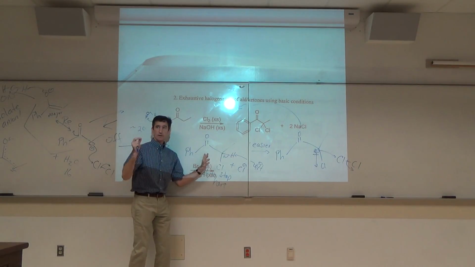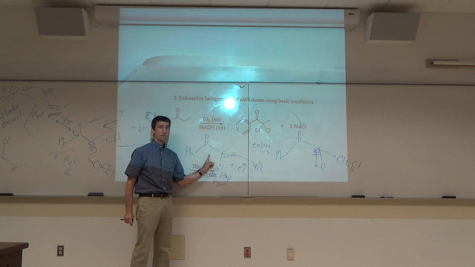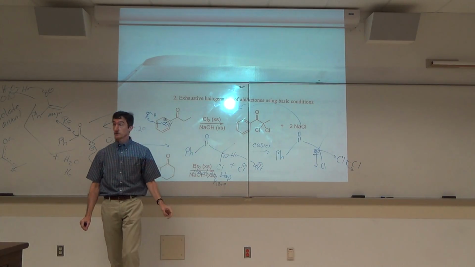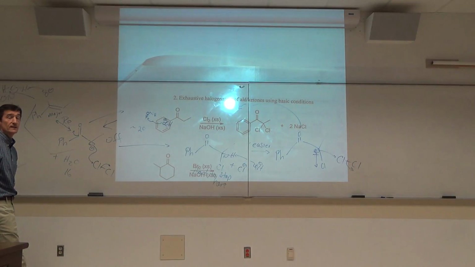So as soon as one molecule of this is formed, it won't just sit there and say, okay, I'm not going to go again. The second one goes on just faster, because enolate formation is your rate determining step. Forming the anion is your rate determining step.